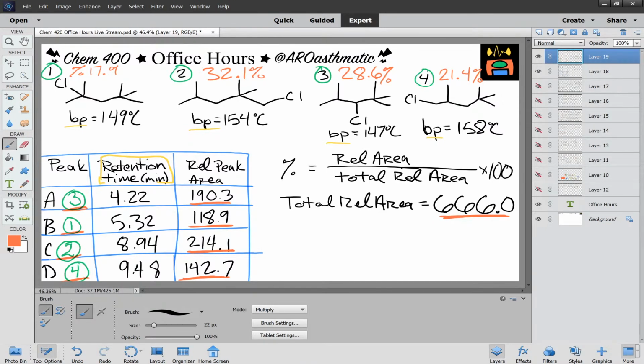All right, so that is the percentage of each monochlorination product in the mixture based on the relative peak area.